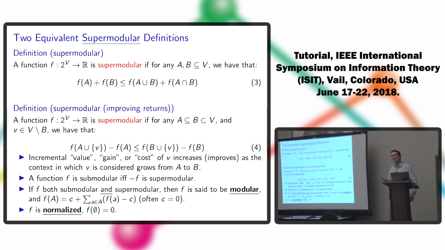And most of the time, in most data science applications, we assume that c is equal to 0, in which case the function is said to be normalized. So a normalized modular function is one that, is that Hamad?